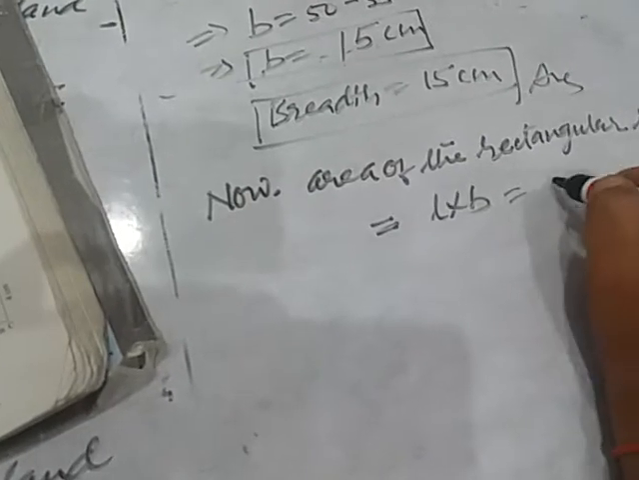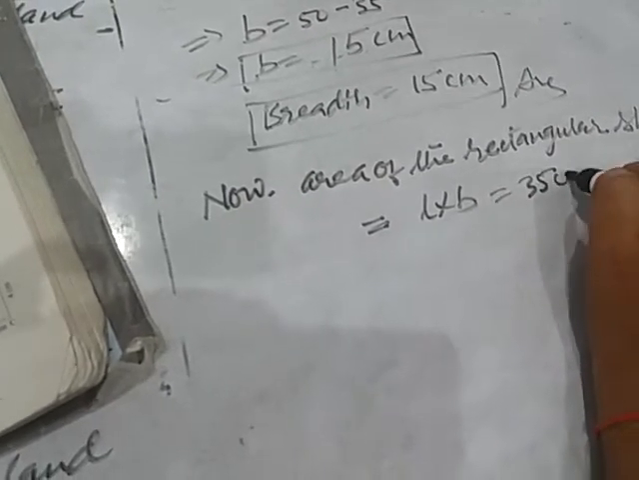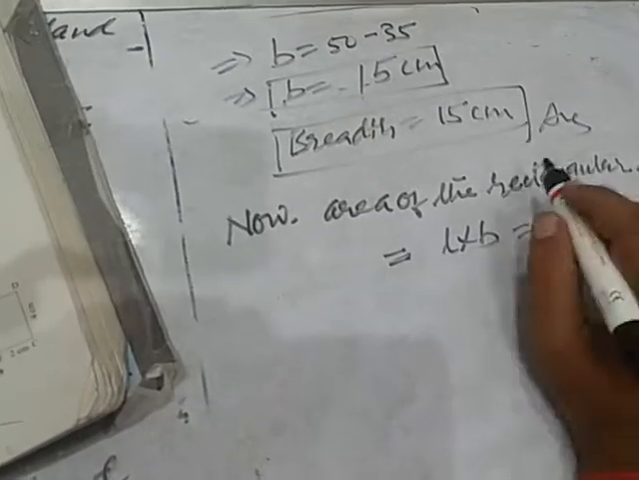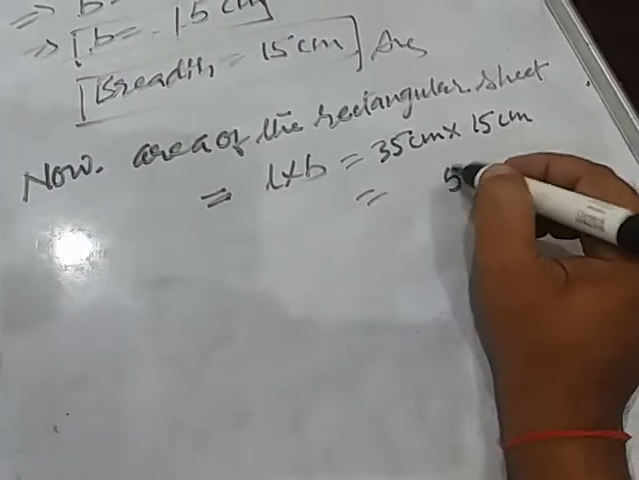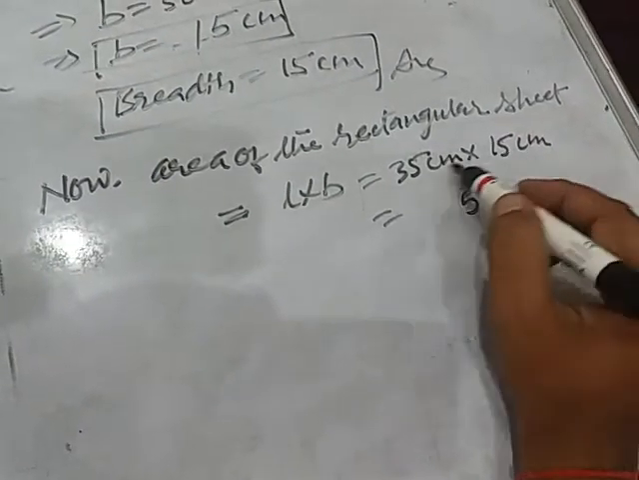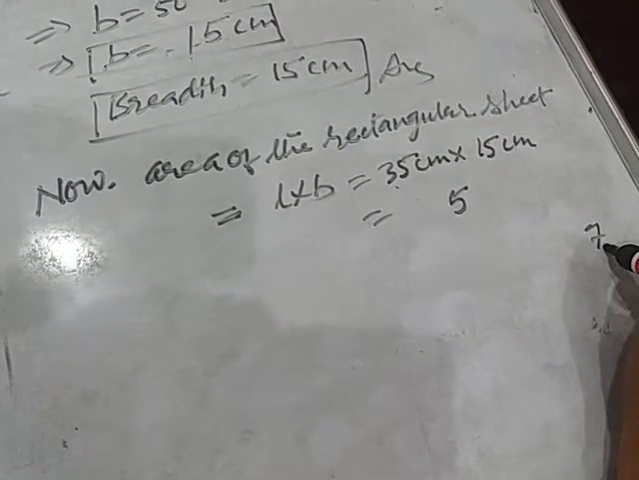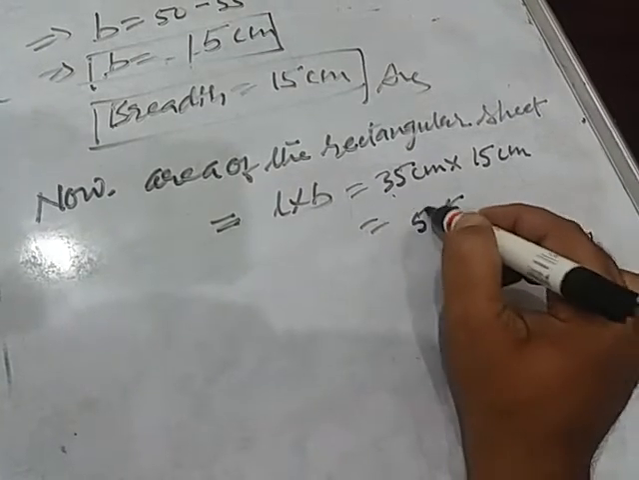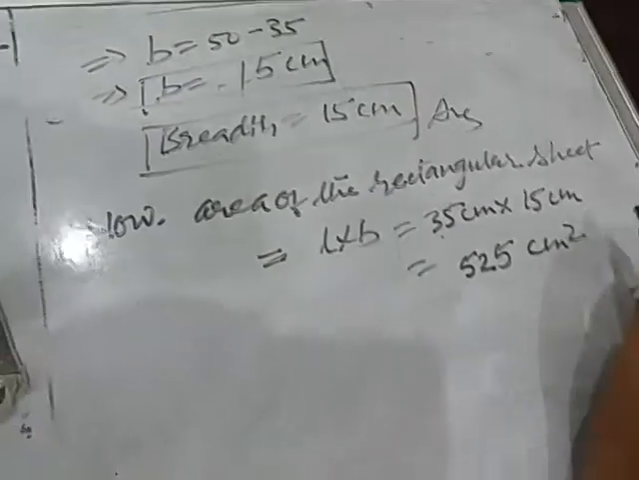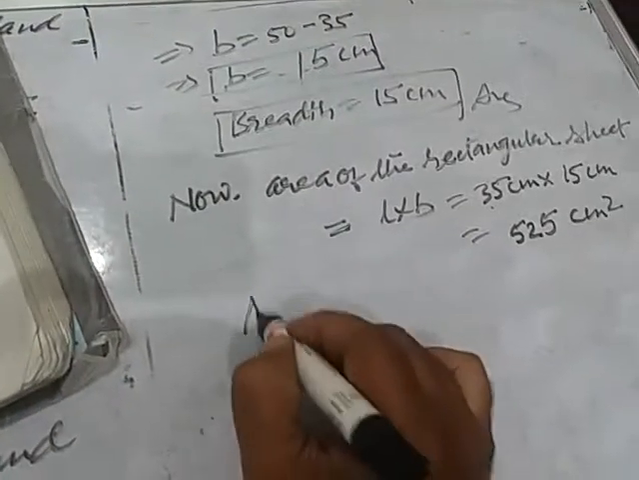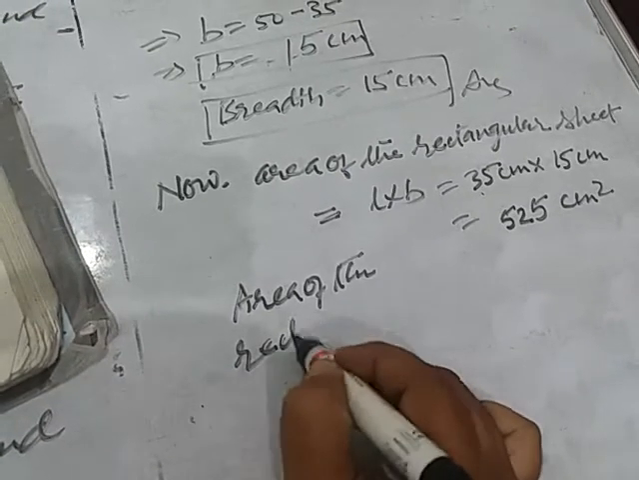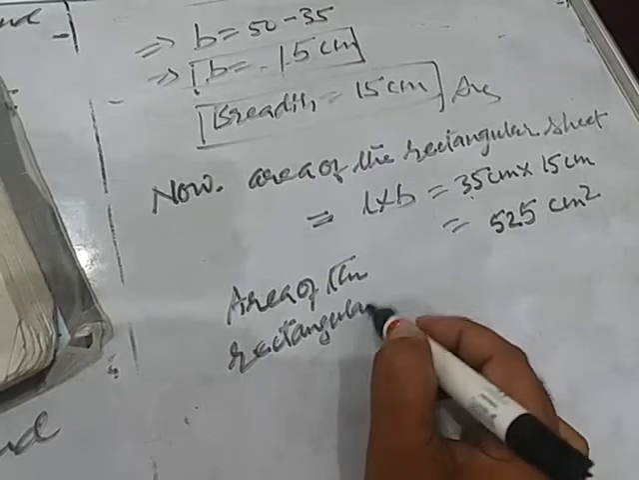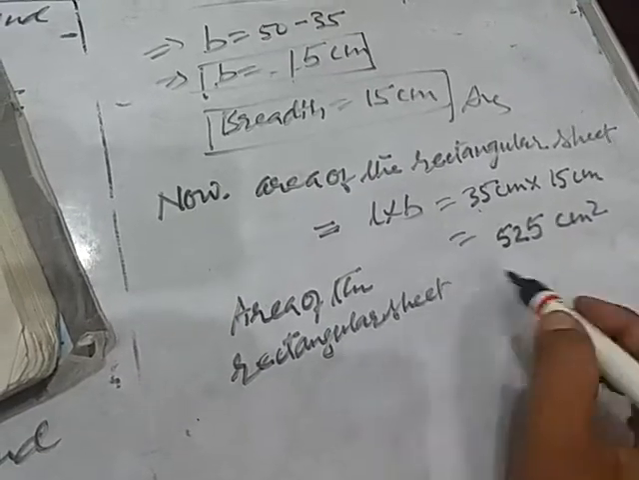Length was given at the beginning only, that is 35 centimeter, multiplied by breadth you have found to be 15 centimeter. Now multiply: 15 fives are 75, 7 is carry over, 15 threes are 45 and 7, that is 52, square centimeter. This is the area of the rectangular sheet.